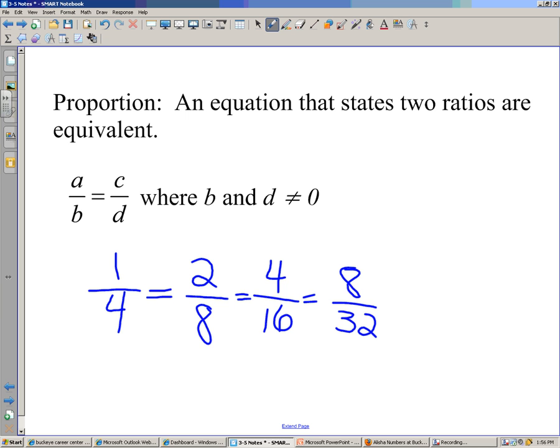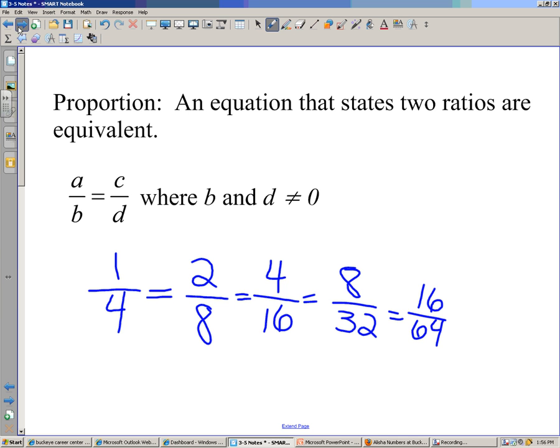Multiplied by 2, you get 2 to 8. Multiplied by 4, you get 4:16. Okay. Multiplied by 8, you get 8:32. Okay. 16 times 16, yes, 16 and 64 would be 1. Okay? You get the idea. All of these are equivalent.